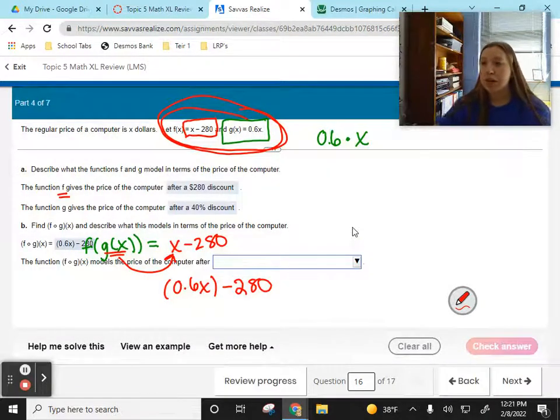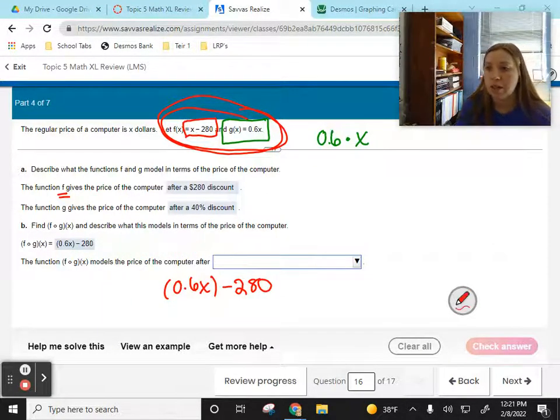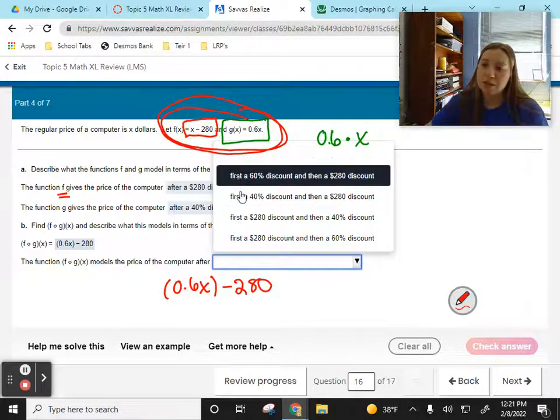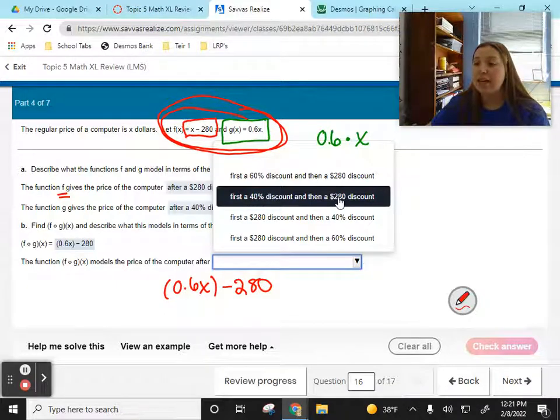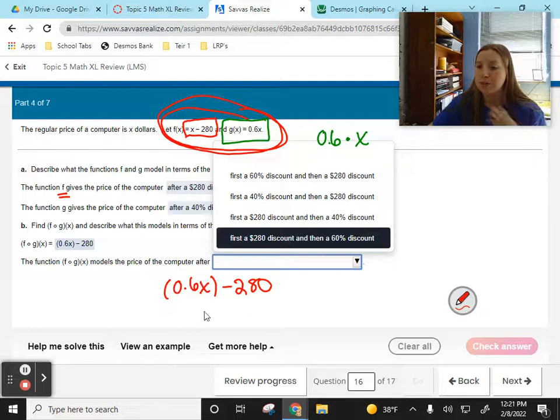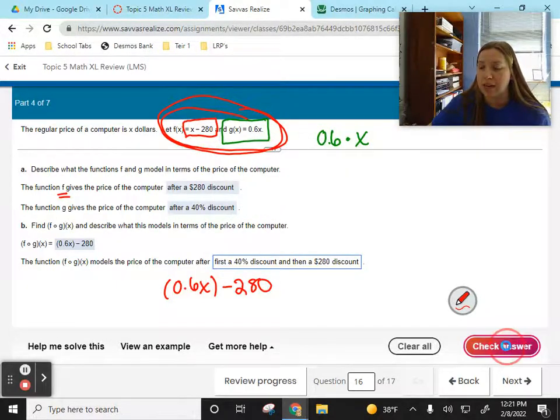And now we want to describe what's happening here. And this is the reason why I put our parentheses here, so we could remember our order of operations. We want to say the order in which these discounts were applied. Is it first the 40% discount and then $280 off? Or do we do the $280 first and then a 40% discount? Well, we know parentheses is where we start. Also, multiplication comes before addition and subtraction. So it's first a 40% discount and then $280 off.